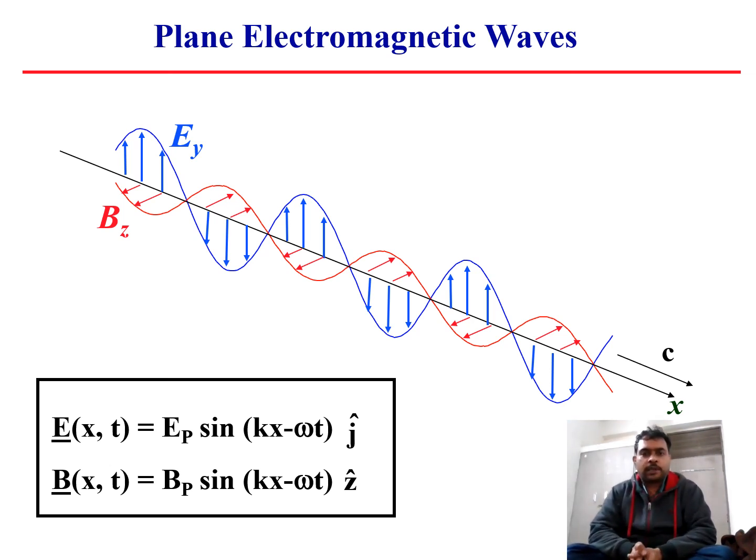So this was the basic introduction of electromagnetic waves. In the next class we will be discussing more about the differential form of these equations. We will be discussing some special cases, other cases, and we will move on to the Poynting theorem.